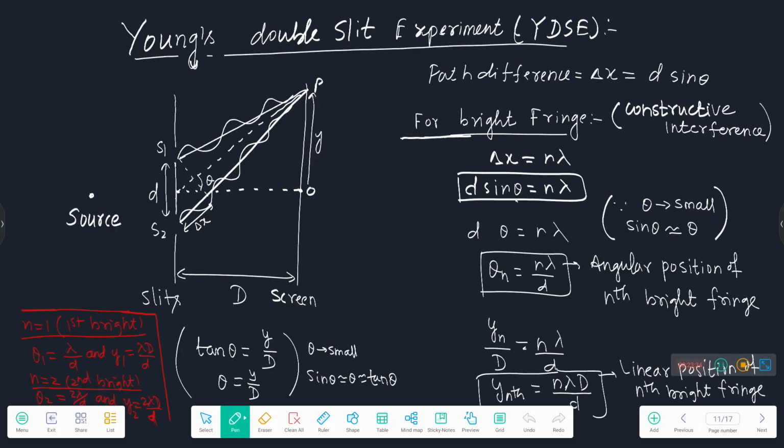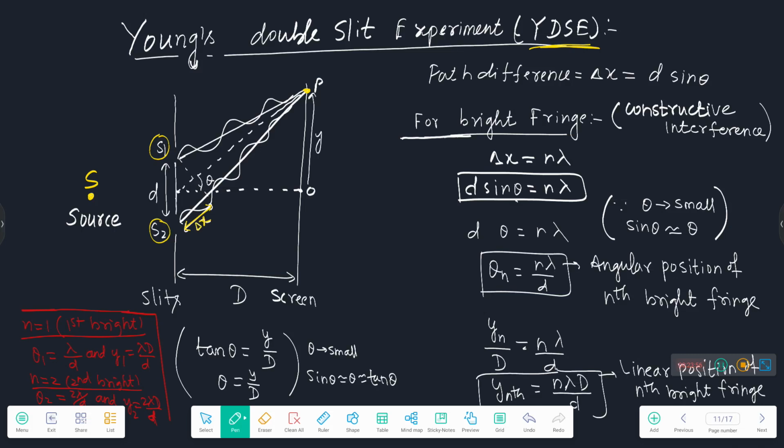Now next, listen: Young's double slit experiment, or YDSE. In this case you have two slits, S1 and S2, which are illuminated by a primary source S. Rays go from the slits and meet at point P, and delta x is basically the path difference.